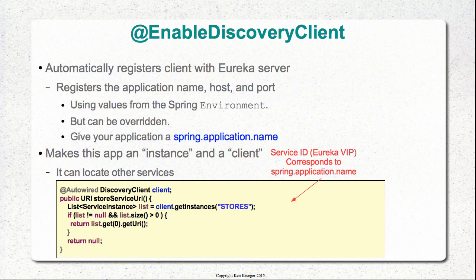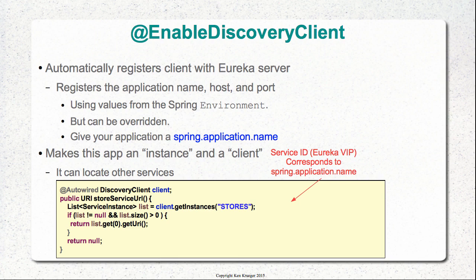Now, that Enable Discovery client, what does it actually do? Well, that's really the only code that we have to have on our client. What it does is it signals Spring Boot that it is time to automatically register itself as a client with the Eureka server. And when it makes that call, it will register the application name and its host and its port. And it will use the values from the Spring environment, which you can easily override. So for example, you can give your application a spring.application.name, and it will use that.